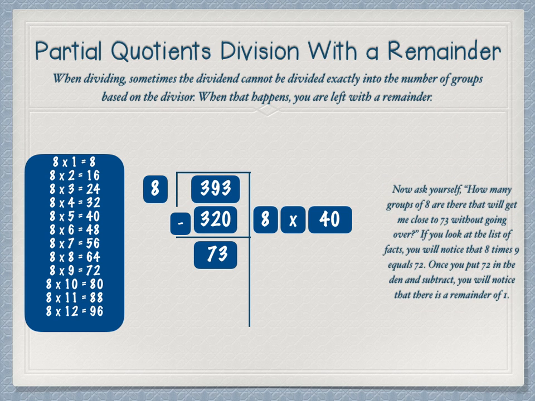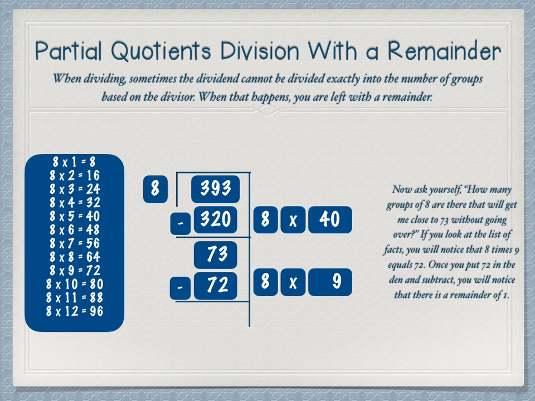Now ask yourself, how many groups of 8 are there that will get me close to 73 without going over? And if you look at the list of facts, you will notice that 8 times 9 equals 72. And once you put 72 in the den and subtract, you will notice that there's a remainder of 1.